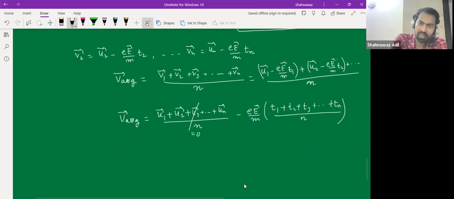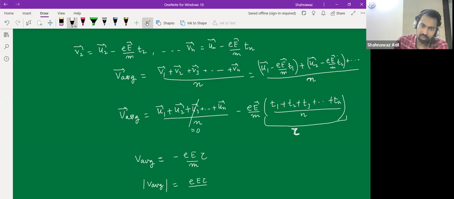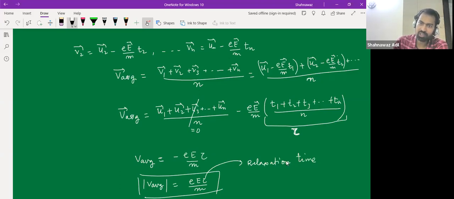And this part, let me denote it as tau. So V average would be, if we only write the magnitude, minus eE by m times tau. And if I take the mod, this would be eE by m times tau. Here, what is this tau? Tau is called the relaxation time. So what is the relaxation time?